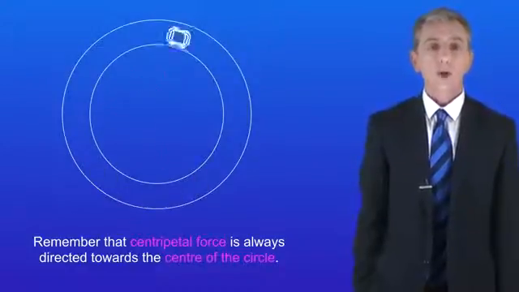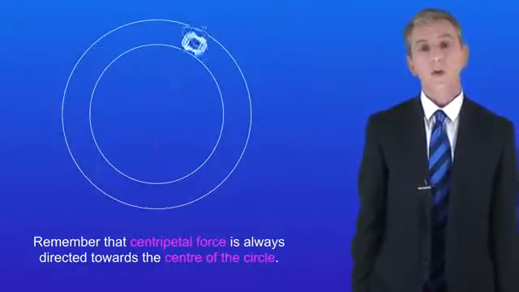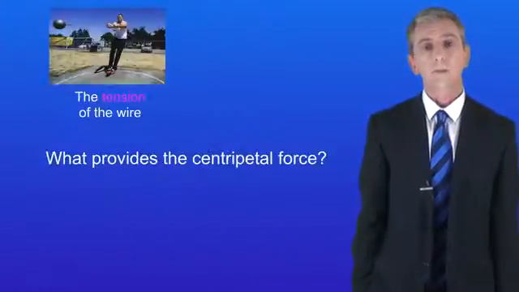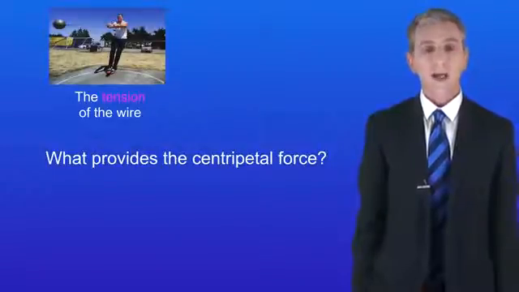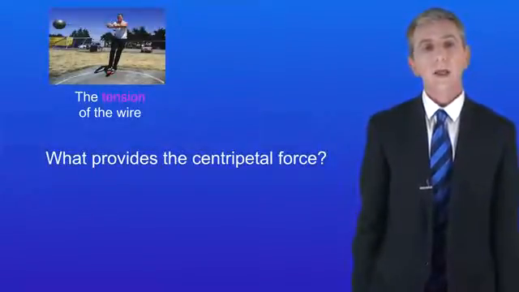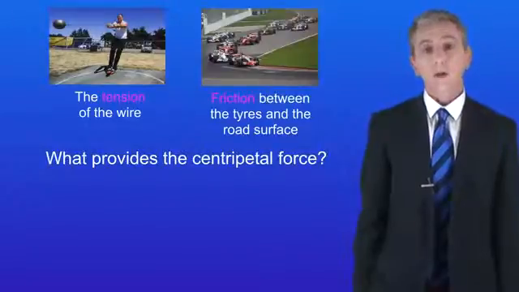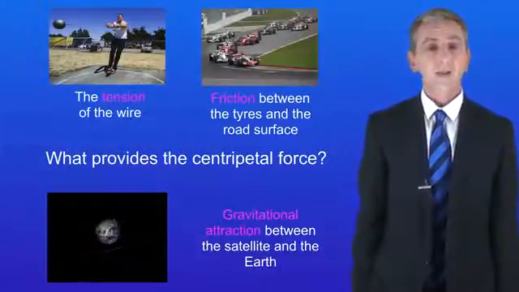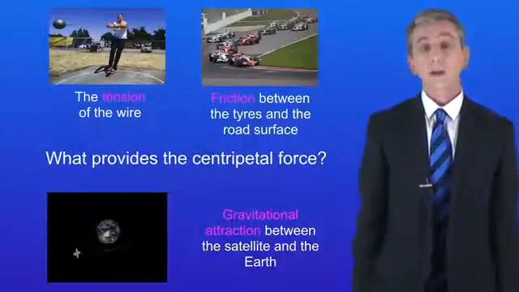One question which often comes up is to state the name of the force providing the centripetal force. So let's look at 3 examples. In the case of the hammer, the centripetal force is provided by the tension of the wire. In the racing car, the centripetal force is provided by the friction between the tyres and the road surface. And in the case of satellites, the centripetal force is provided by the gravitational attraction between the satellite and the Earth.